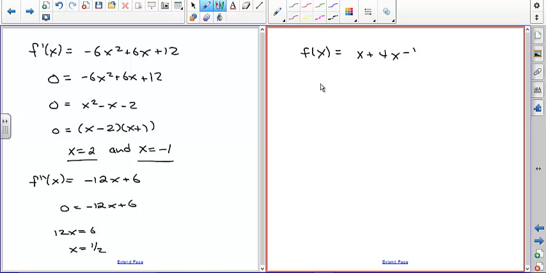this is a case where the possible points of inflection are either where the second derivative is 0 or the second derivative does not exist. So it's the second case in this case. When you take the second derivative, it'll turn out that the value of x that is a possible point of inflection is where the second derivative is undefined.